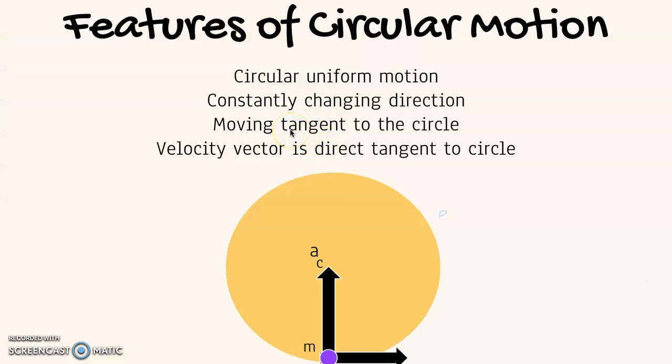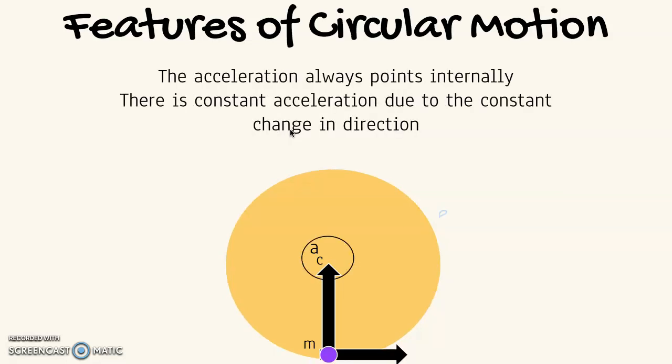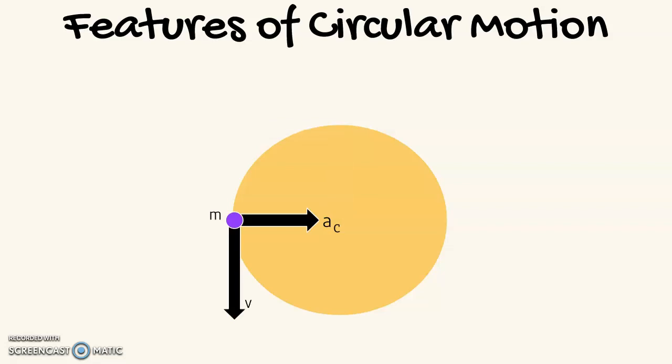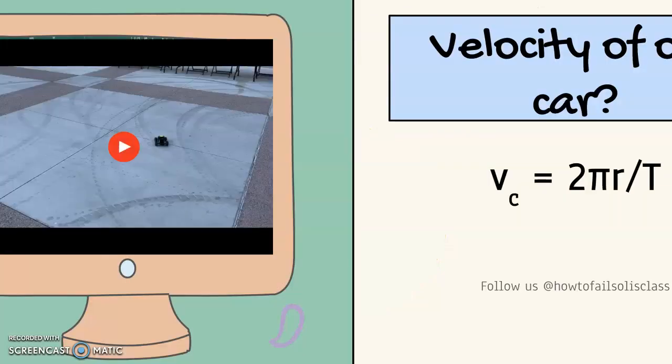The features of circular motion include uniform circular motion, constantly changing direction, moving tangent to the circle, and the velocity vector is directed tangent to the circle. And as it goes around, there is constant acceleration moving inwards toward the circle, the object itself having a mass m, and the velocity going around the outskirts of the circle. You can see as it's going around as such.